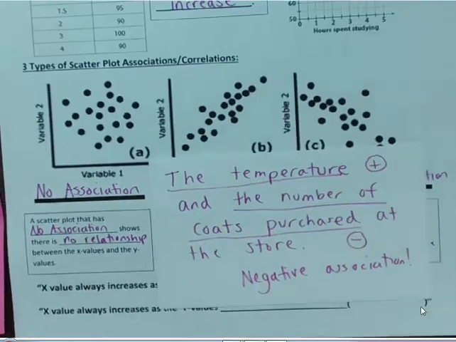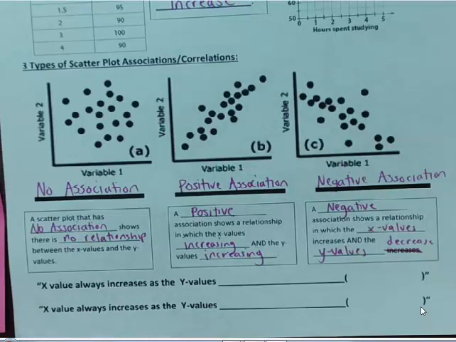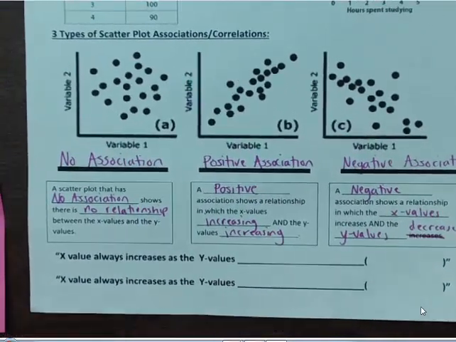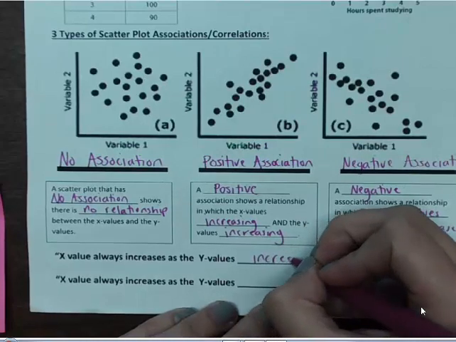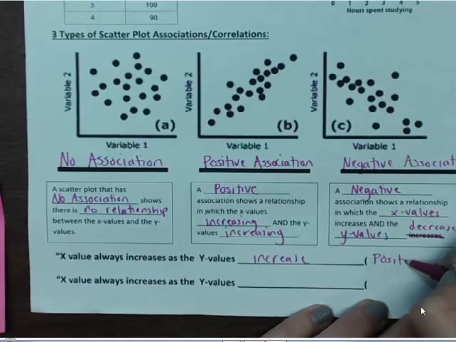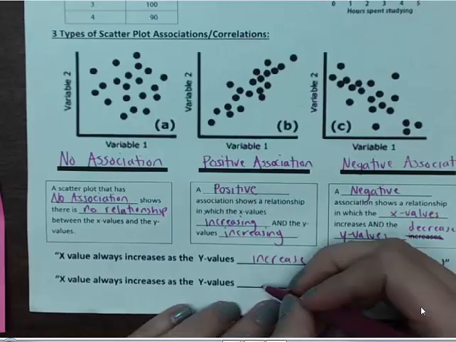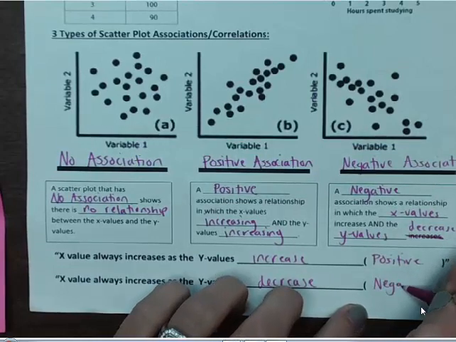Okay, so those are just a couple more examples of what it would look like with other sets of data. So just to fill out these, this is what's big on how to identify what type of scatter plot it is. When the x values always increase, the y values are going to increase. And since both the x and the y values increase, this is going to be a positive association or correlation. When the x values increase again, but the y values decrease, this is going to be causing a negative scatter plot or negative association.